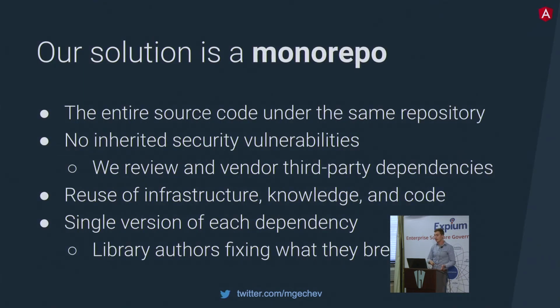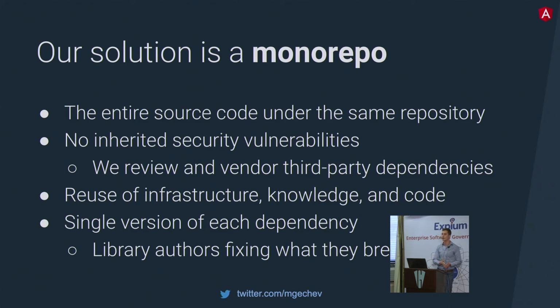So in Google, we're using a monorepo. We have basically one directory with subdirectories, which contain the source code of different projects, or modules of the projects. This way, we do not have any inherent security vulnerabilities.